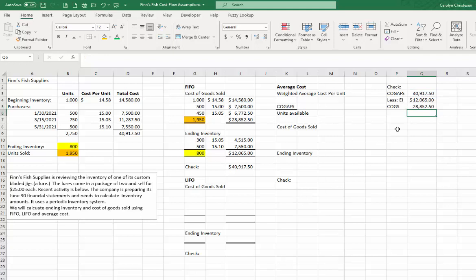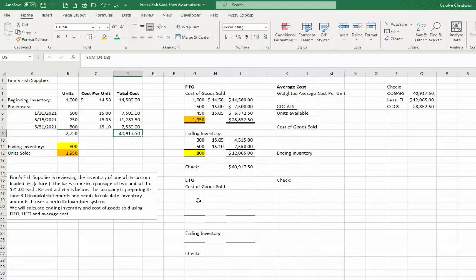Okay, so again, these two numbers are the same, and these two add up to our cost of goods available for sale. Your ending inventory and your cost of goods sold will always add back to your cost of goods available for sale. Let me say that again. Cost of goods available for sale doesn't change because that's the amount that you had plus what you bought.